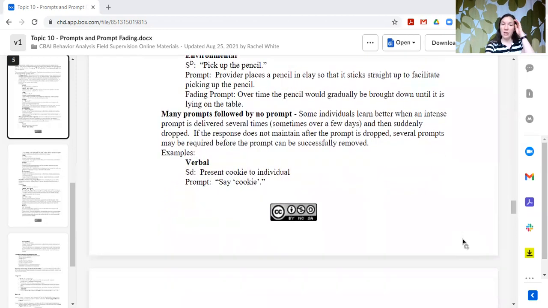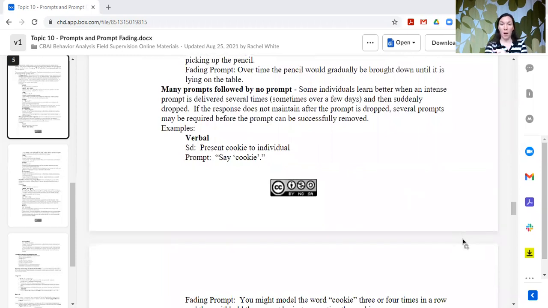Another fading strategy is many prompts followed by no prompt. In this case, we are capitalizing on behavioral momentum, performing the same skill over and over again, so that it's really likely they're going to do that same skill again. We might do prompt, prompt, prompt, prompt, prompt, and they've been successful each time. Then we present the SD, but we just don't do the prompt. Because they've done it so many times in a row, they're likely to do it again, and then you have an independent trial. So, many prompts followed by no prompt.